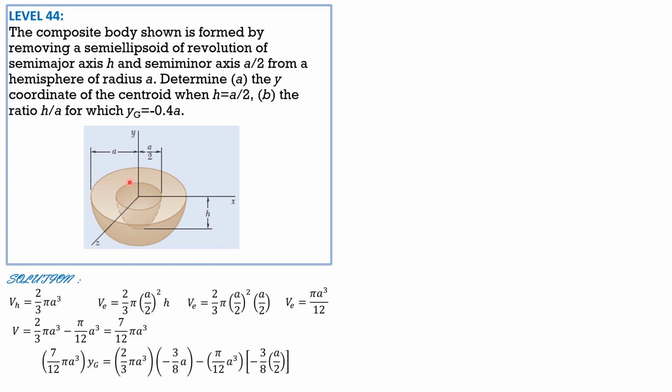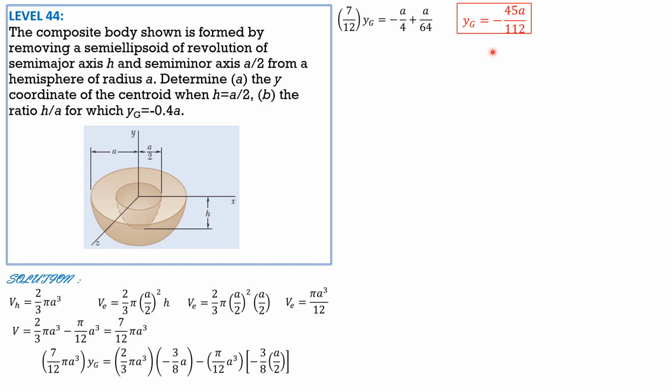The radius of the ellipsoid is a, but in this direction the radius is h, and h is a over 2 for the ellipsoid. So cancel pi a cubed. So 7 over 12 yg equals negative a over 4, and then plus a over 64. Simplifying the right side, we can now compute yg. So yg is equal to negative 45a over 112.